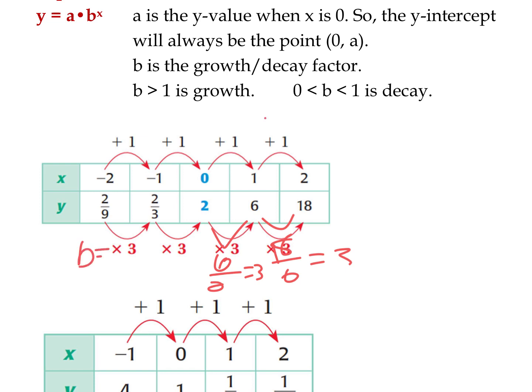Our a value is right here, right? That's the y value when x is 0, (0, 2). So we'd have an equation for this. It would be y equals 2 times 3 to the x.